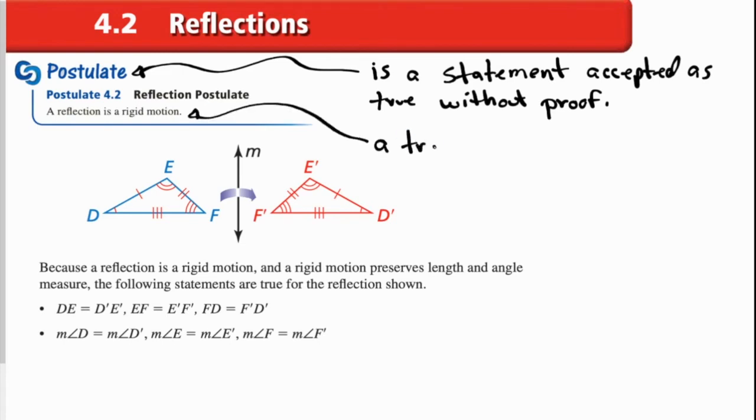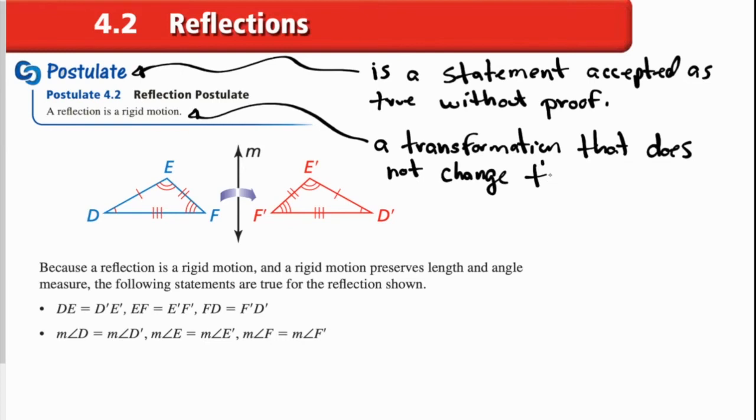A rigid motion is a transformation that does not change the size or shape of a figure.